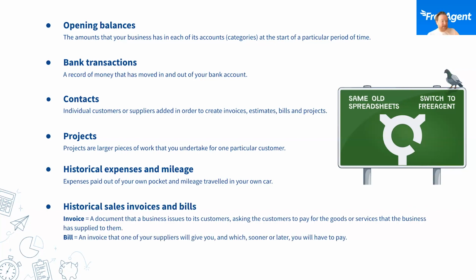And lastly, and maybe most importantly, is your historical sales invoices and bills. In FreeAgent, an invoice is a document that you or a business issues to its customers, asking the customer to pay for the goods or services that is supplied for them. A bill is the reverse of this. This is what you receive from your suppliers. So it is still an invoice, but because you're receiving it, we refer to it as a bill, which essentially means that you will pay this sooner or later.